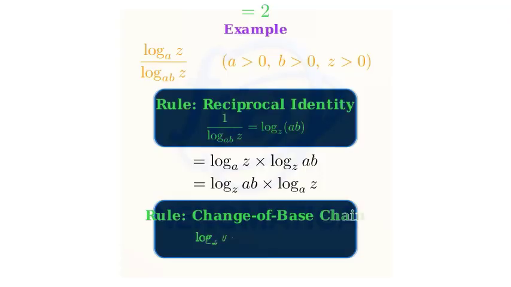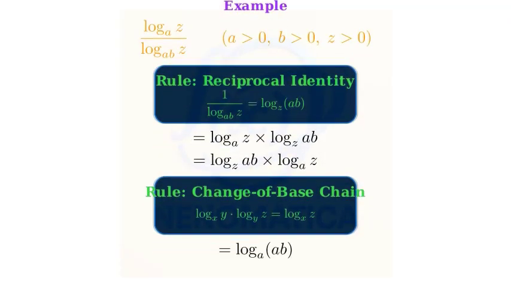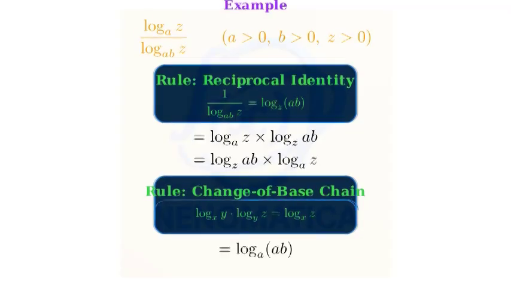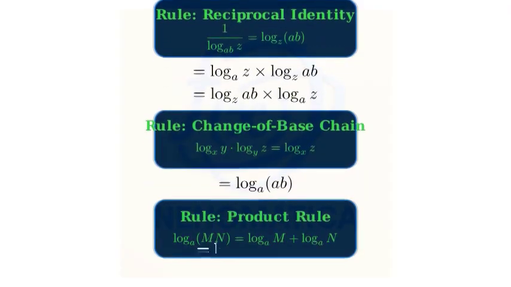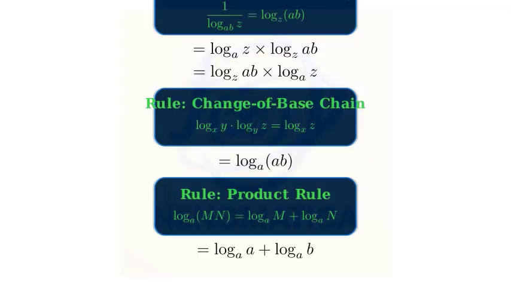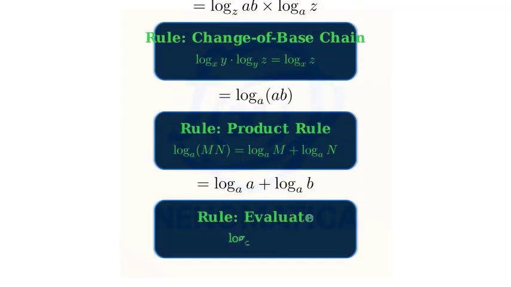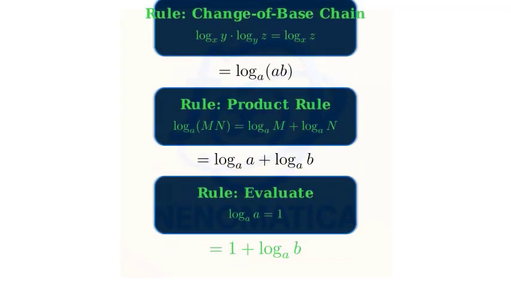Step 3. Use the change of base chain. Log base x of y times log base y of z equals log base x of z. Step 4. Split the product using the sum rule for logarithms. Step 5. Log base a of a equals 1, so the result is 1 plus log base a of b.